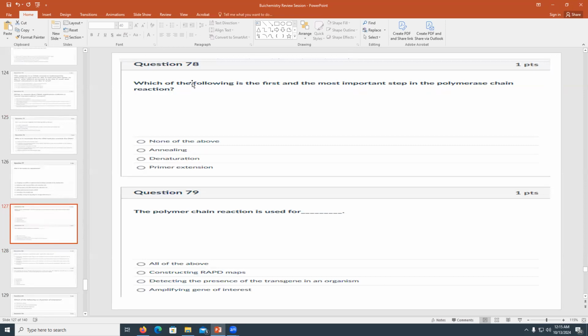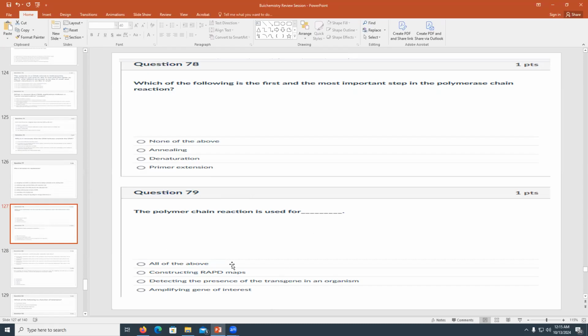Which of the following is the first and most important step in the polymerase chain reaction? We denature first, and then we add a primer, then we anneal, and we amplify the DNA. The polymerase chain reaction is used for constructing the maps.